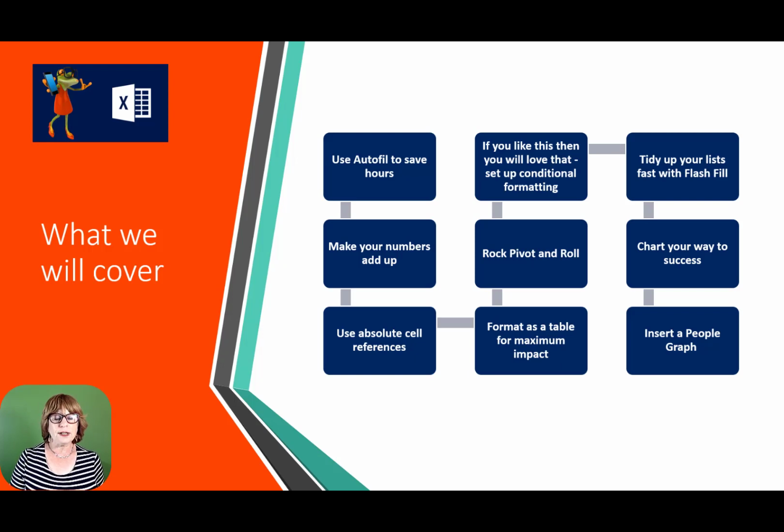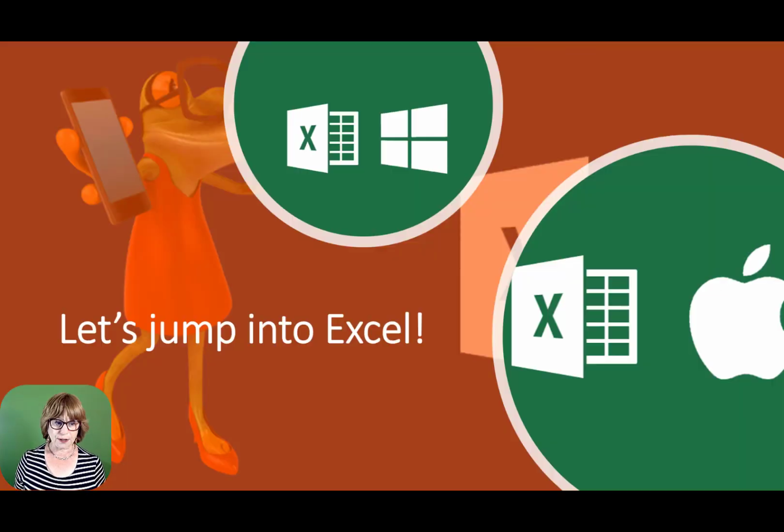Today we are going to have a look at these topics. We're going to look at autofill, creating a quick sum, making sure that you know how to use absolute cell referencing, looking at conditional formatting and pivot tables. We'll have a look at what happens when you want your data to look superb, formatting it as a table. Flash fill will allow you to tidy up those lists in a flash. Quick introduction to charts, and we're going to finish up with a people graph, which is a lot of fun. So I think it's time for us to jump right in there to Excel.